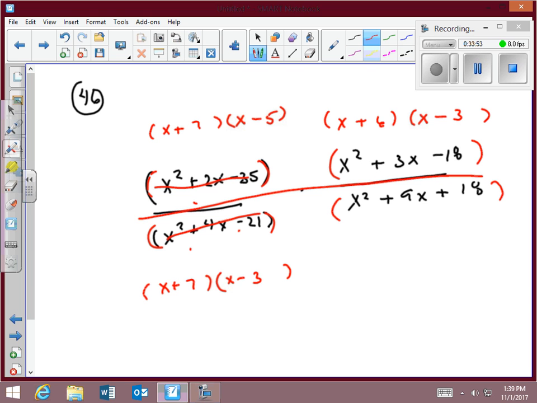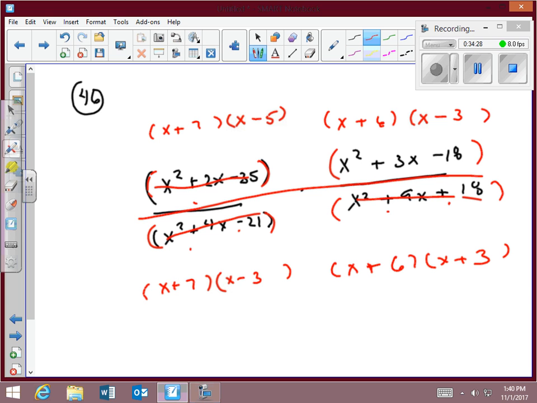Next one, trinomial, descending order, leading term positive, no common factor. It's not a special case. If it factors, it can be a binomial pair, an x and an x. The signs are what? Same sign, plus sign. So that 9 in the middle is going to be what? A sum. What two numbers times to make 18 whose sum is 9? 6 and 3.